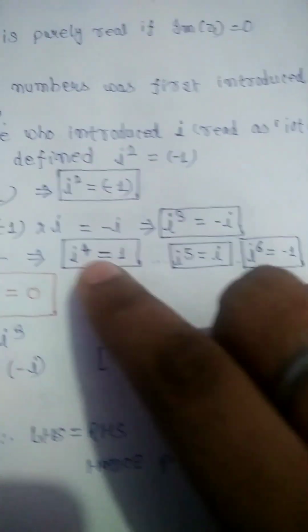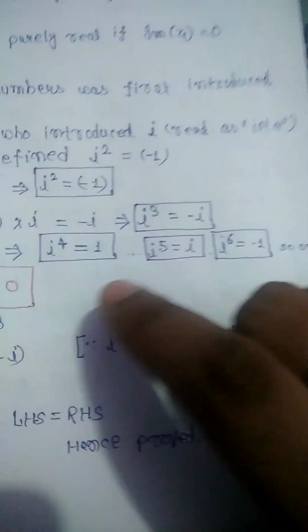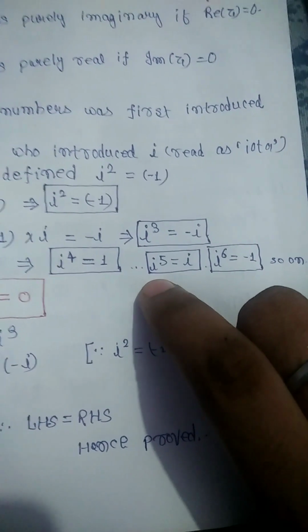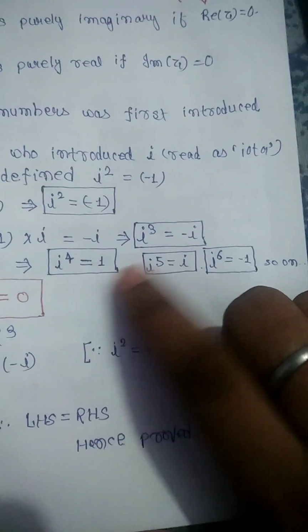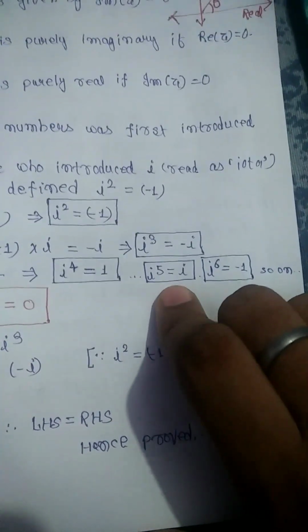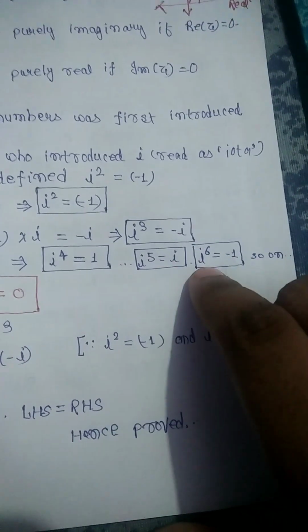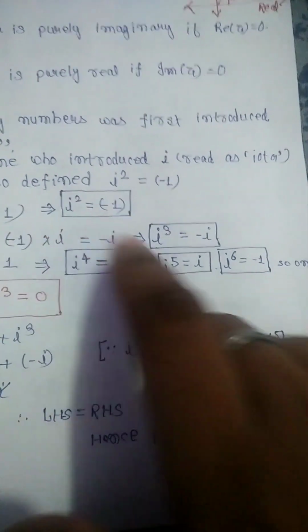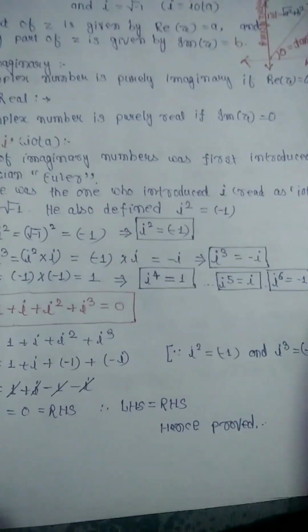So i to the power 4 is going to be 1. Similarly, what if we calculate i to the power 5? i to the power 5 will be i to the power 4 into i. i to the power 4 is 1, and 1 into i is i. So i to the power 5 is i. Similarly, i to the power 6 is similar to i square, which is minus 1, and i to the power 7 is similar to i cube, right? And so on it will go.